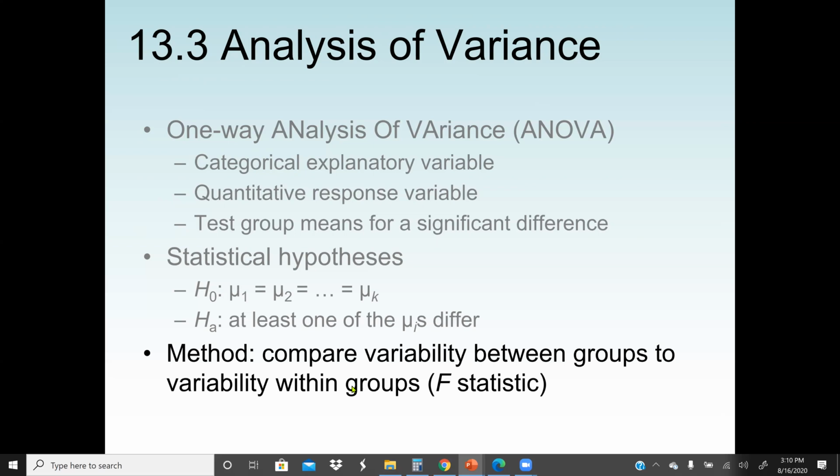So the method is to compare the variability. Actually, that's what we call the analysis of variance. We are going to use variance, so we compare the variability between groups to the variability within the groups. Here we have to use what we call the F statistic. We have the F statistics table. So when we are looking for the p-value, we go to the F table when we are using ANOVA, or analysis of variance.